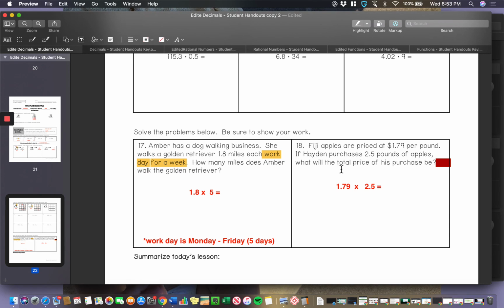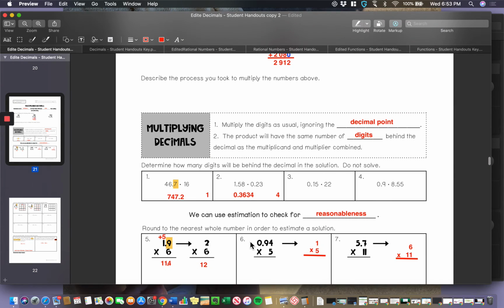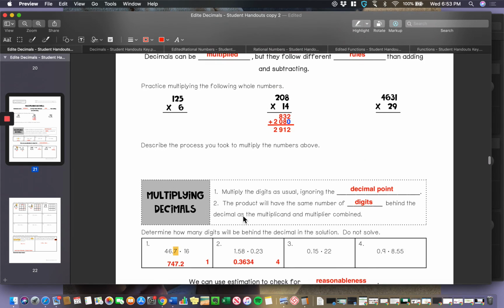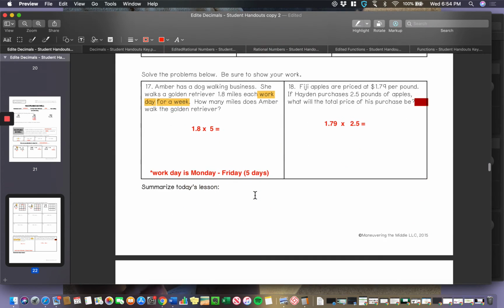Number 18, it says Fiji apples are priced at $1.79 per pound. If Hayden purchases 2.5 pounds of apples, what will the total price of his purchase be? Alright, so I did set up the problem for you, and you can go ahead and find the solution to number 18. And when you are going to summarize today's lesson, it is always helpful to take any of the information from above here, any of these steps right here, or you can mention anything on the top of the page as well, anything I've said in this video, you could write down here as well.